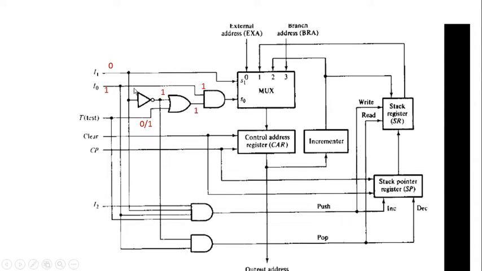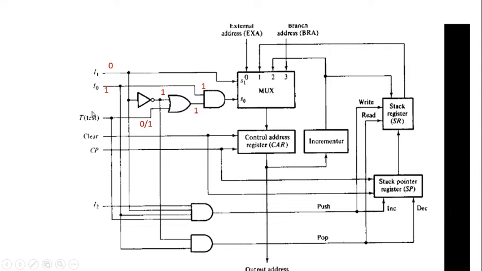Here the first input of this OR gate is always 1. Why? Because one input of this OR gate is the complemented form of I1. Here I1 is 0, so its complement is 1. If one of the two inputs of this OR gate is 1, then its output always becomes 1. So always the output of this OR gate becomes 1.